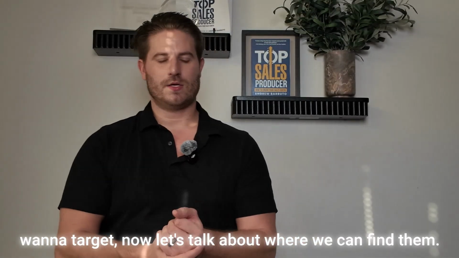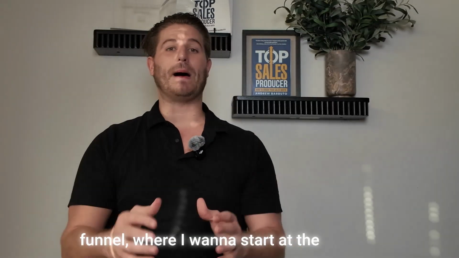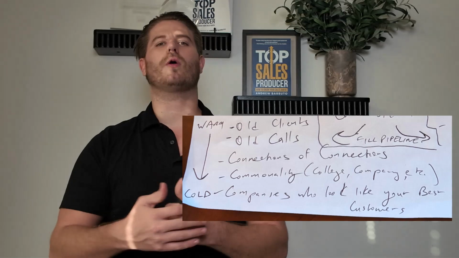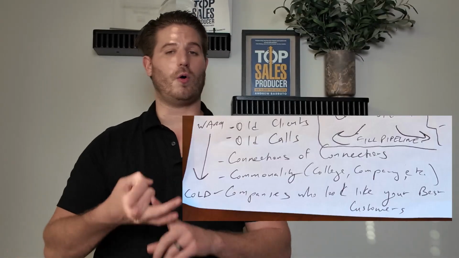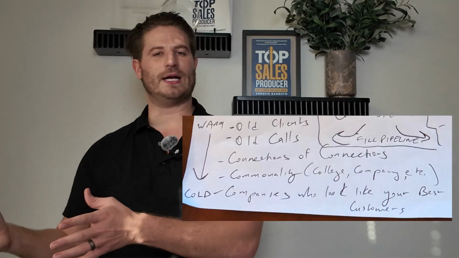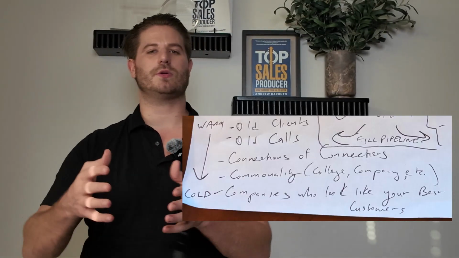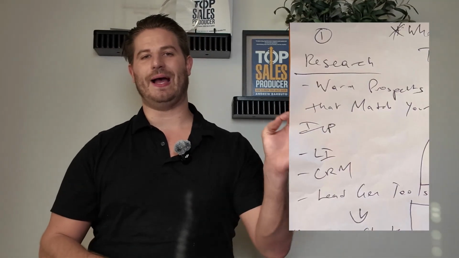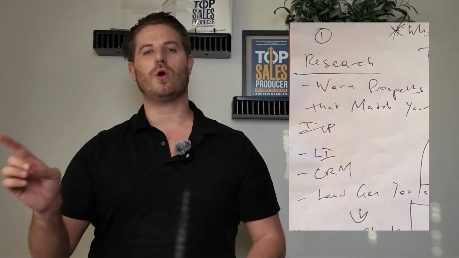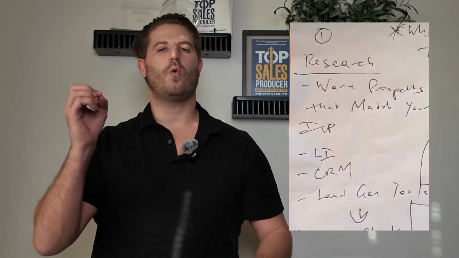Okay, so now that we have an understanding of who we want to target, let's talk about where we can find them. I look at my research like an upside down funnel, where I want to start at the bottom. These are people that I have some sort of warm connection with. So this is maybe because they used to work with us, I had a call with them back in the day, maybe I have a mutual connection with them, maybe we went to the same college. Anything that I have a commonality with, that is what I would consider to be a warm prospect. That's where you want to start. So people that match the job description of your ideal persona profile, and they work at your ideal customer profile, and you have some sort of warm lead, those are going to be where you want to start.